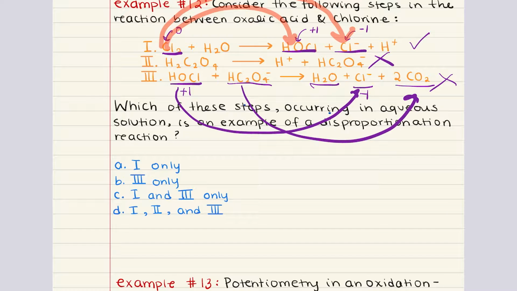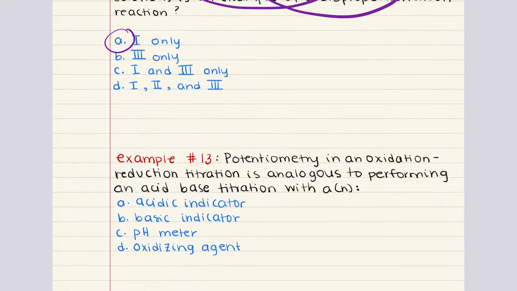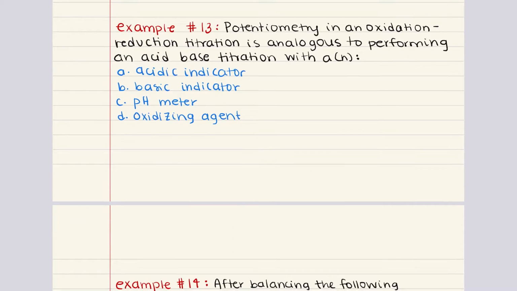That means that the only step that represents a disproportionation reaction is step 1 because chlorine undergoes both oxidation and reduction. Therefore, the correct answer to problem 12 is A. Let's move on to problem 13.